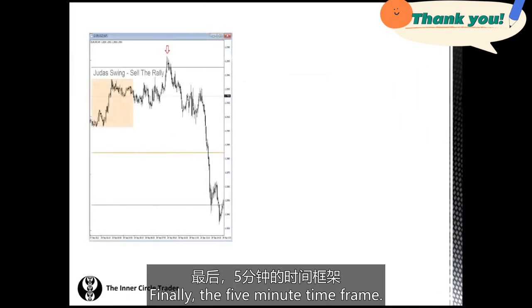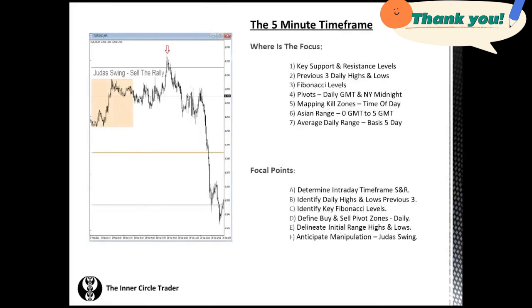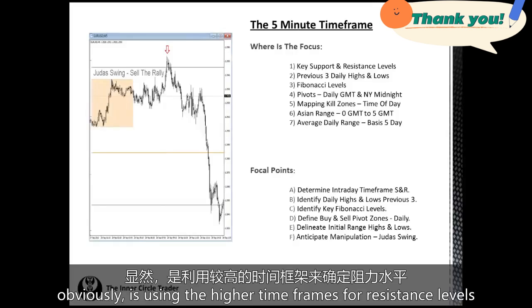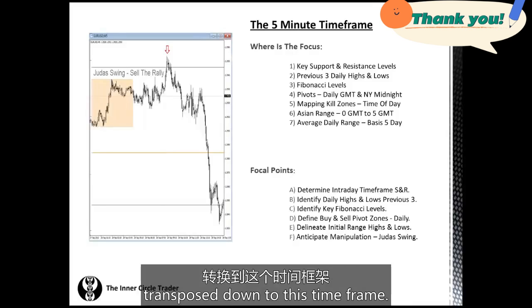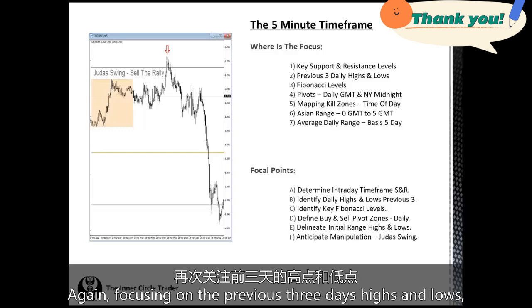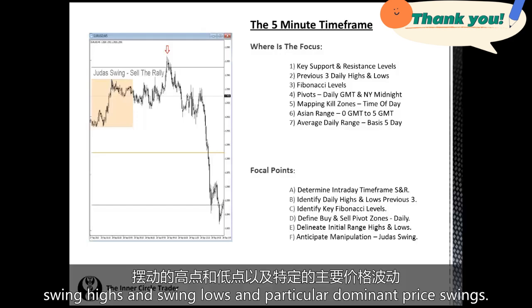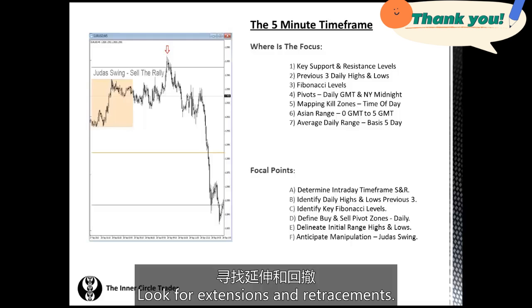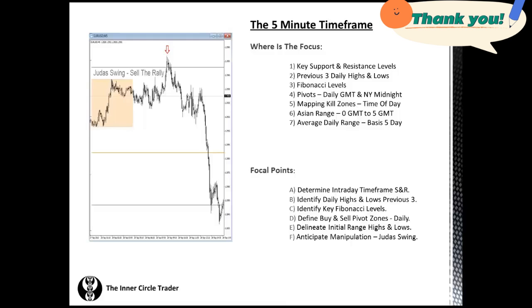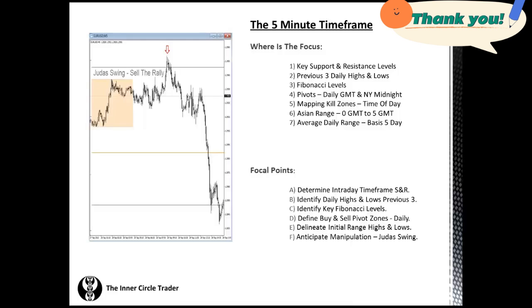All right, finally, the 5-minute time frame. This is the smallest time frame that I utilize in my trading. And the focal points obviously is using the higher time frame support resistance levels transposed down to this time frame. Again, focusing on the previous 3 days highs and lows, pulling your Fibonacci from your swing highs and swing lows and particular dominant price swings. Look for extensions and retracements. Your pivot points obviously will be plotted still on this time frame, much like the 15-minute.